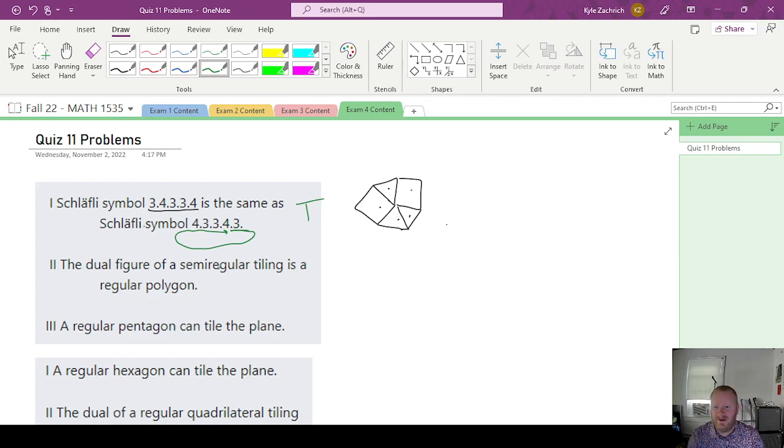Next one says a dual figure of a semi-regular tiling is a regular polygon. Well, we actually saw that when we looked at this semi-regular tiling. So we've got square, square, and then triangle, triangle, triangle, like that. That's a semi-regular tiling. If we look at the dual tiling of this, we end up with this classic house shape, right? This pentagon is not regular. So this is at least one example of a situation where a semi-regular tiling gives me a non-regular polygon. So we would say that this is false.